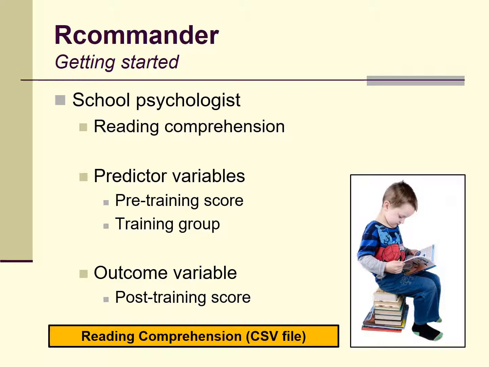Imagine you're a school psychologist and you're studying reading comprehension. You have some predictor variables that include a pre-training score that each child in a particular sample has, how good they are at their early reading skills, and then a group variable to indicate which group they're in, different training groups to train different types of reading skills. Then you have an outcome variable, which is just a post-training score. Clearly children's pre-training level of ability and which group they're in ought to be, hopefully, predictive of their post-training score.